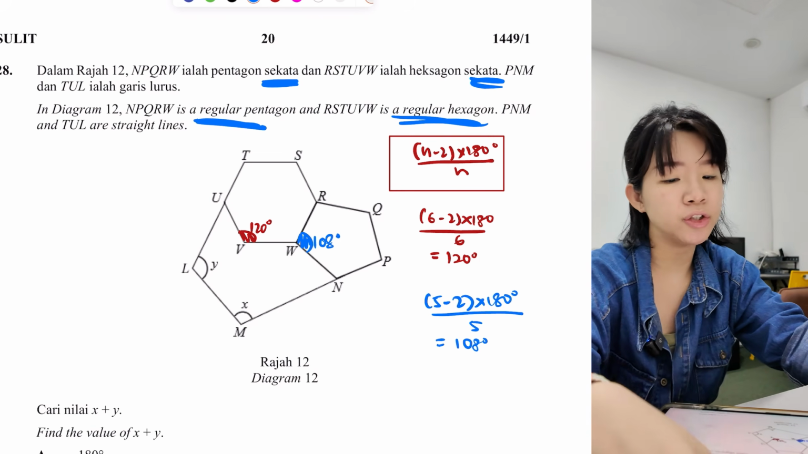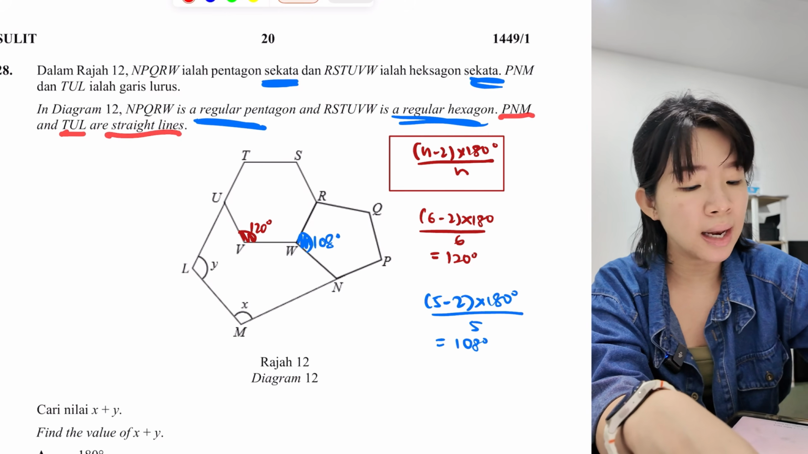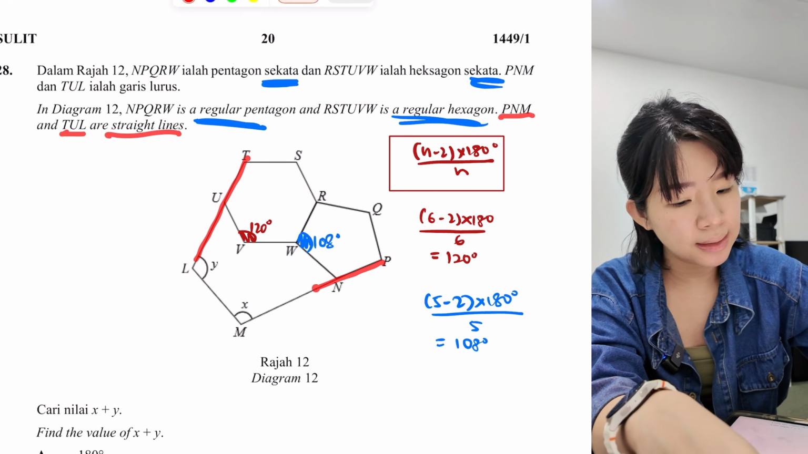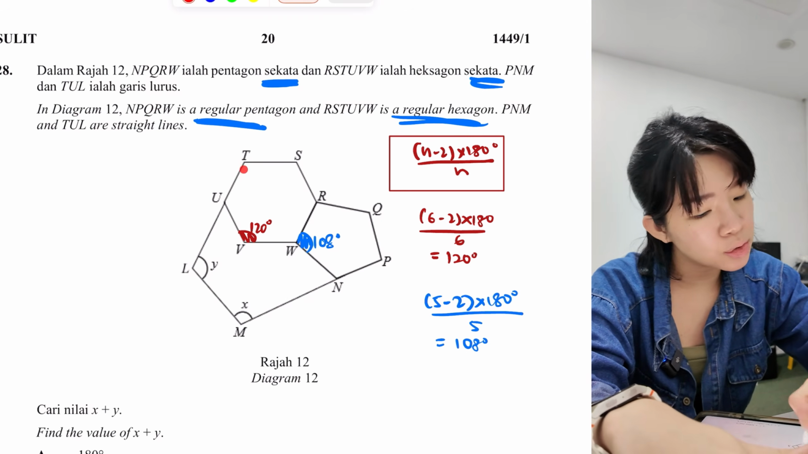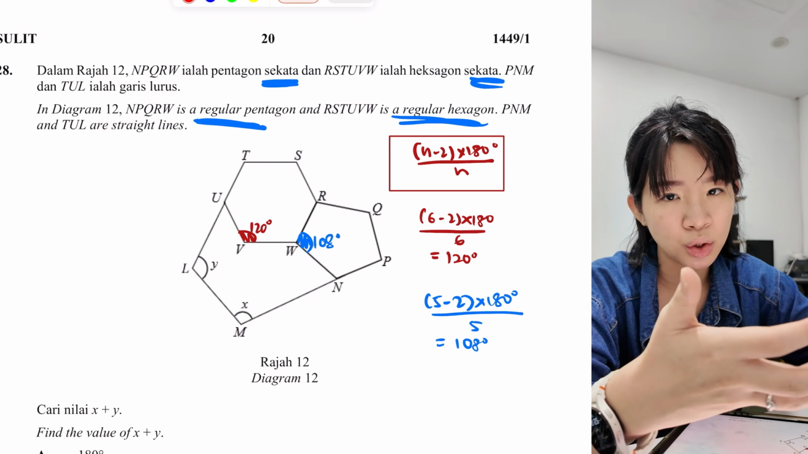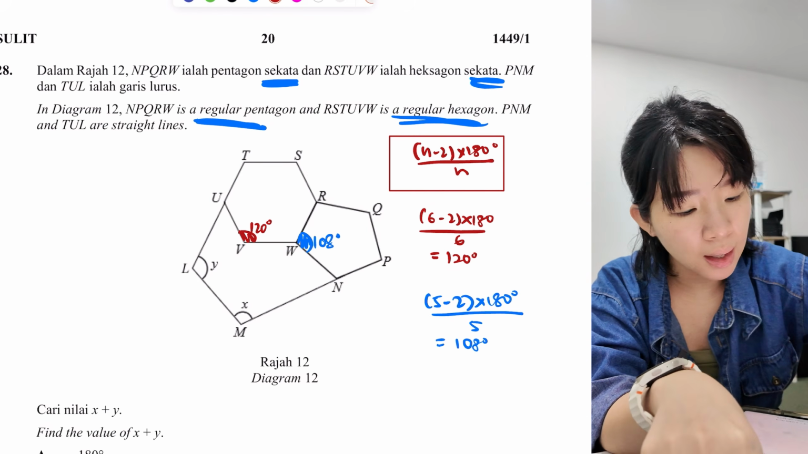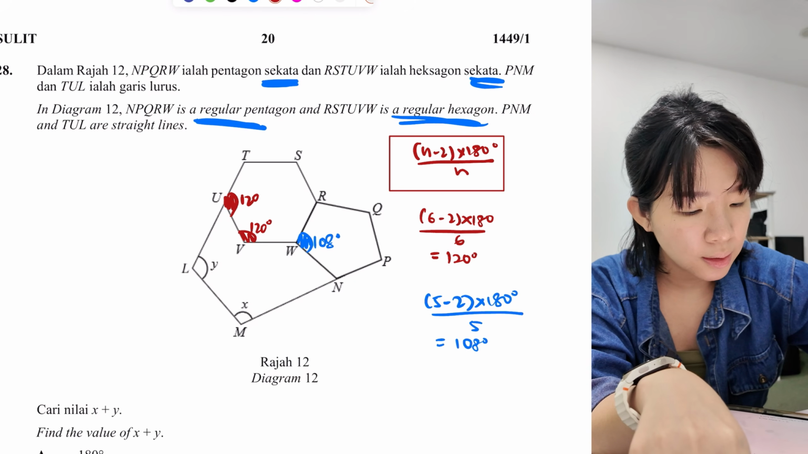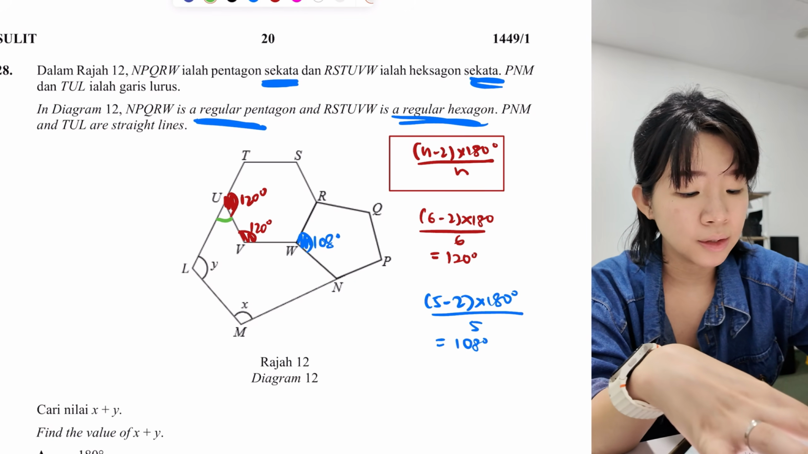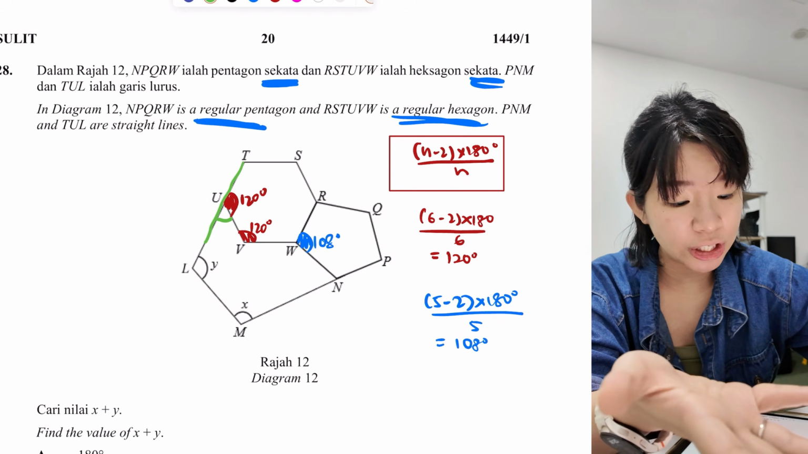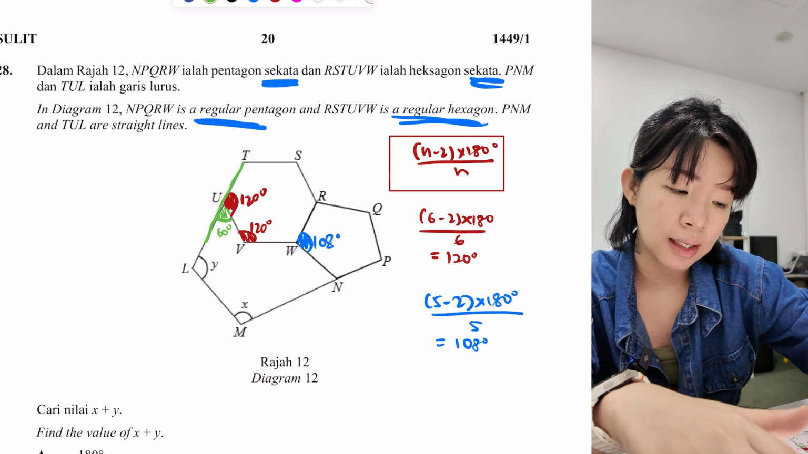The question actually mentioned, emphasizing, that P, N and T, U, L are straight lines. So this is a straight line. This is also a straight line. Whenever the question mentions this, these two lines are definitely related to the way of finding the answer. So here 120 we know. We can find the angle beside because they say this is a straight line. If it's a straight line, it's always 180. 180 minus 120, so here we get 60.